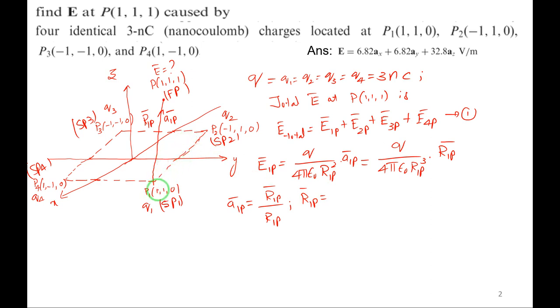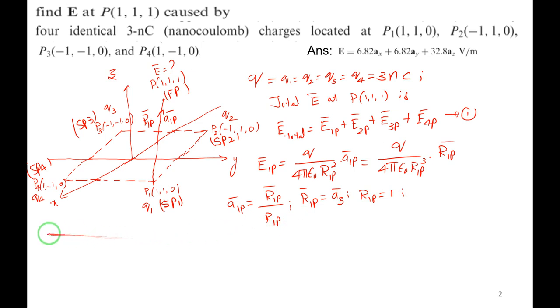So point 1 is 1 1 0 and point P is 1 1 1. You know how to find the distance vector. 1 to P means 1 minus 1 is 0, the x component will vanish, 1 minus 1 is 0, the y component will vanish, z component 1 minus 0, so I will get only AZ, right? Then the magnitude of R1P, just the magnitude I want. Under root of 1 square is 1. So I have found out both.